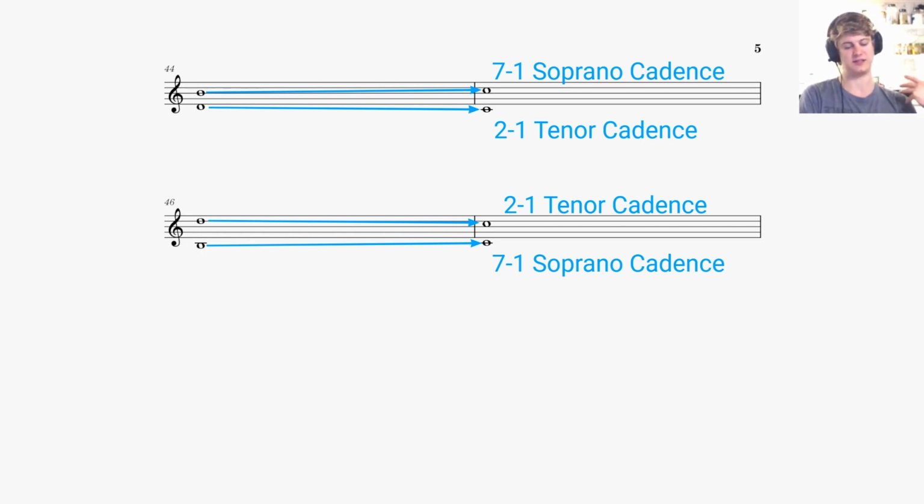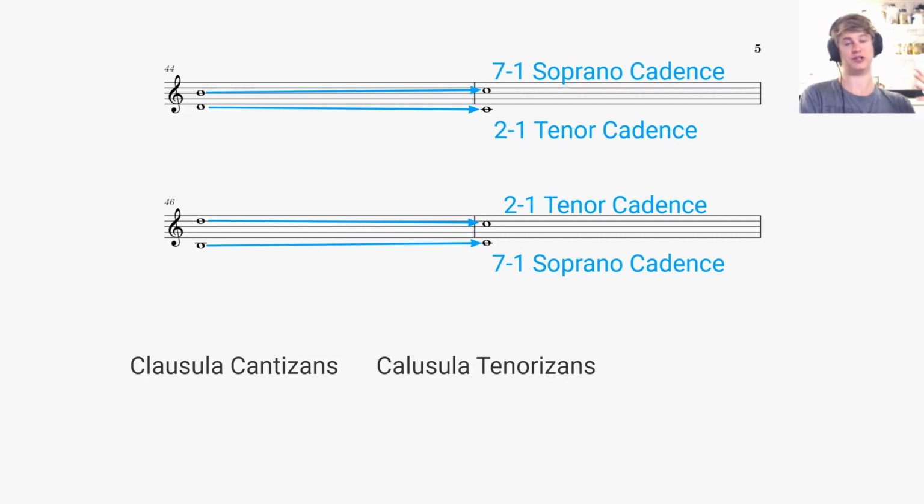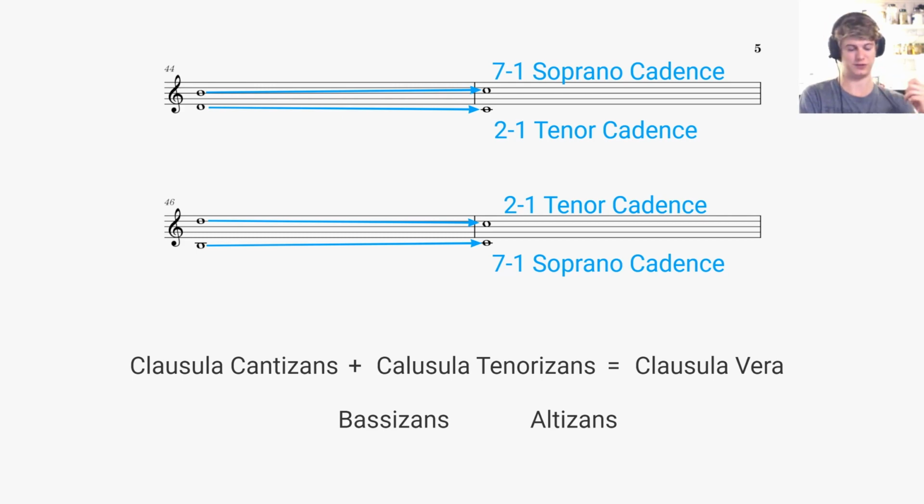Assigning a name to these instead of just calling them the 7-to-1 and 2-to-1 cadences is a simple way to remember these cadences better. And to add some history to it, in early music thinking, the soprano cadence would instead be known as the clausula cantizan, and the tenor cadence would be known as the clausula tenorizan. Together, these create the clausula vera. You also have the bassizans and the altizans. In the beginning, the alto cadence was more of a filler voice, but more about that in the 4-voice counterpoint video.